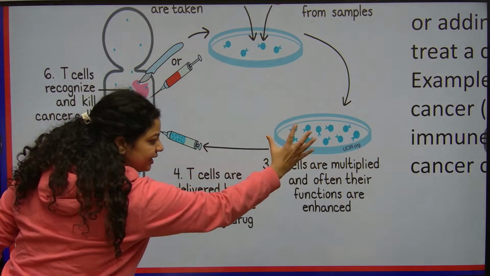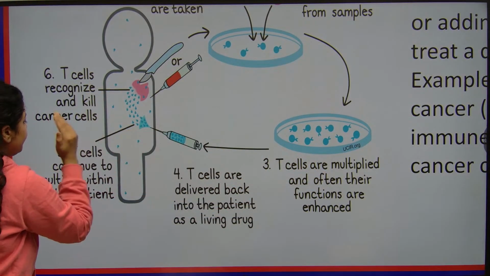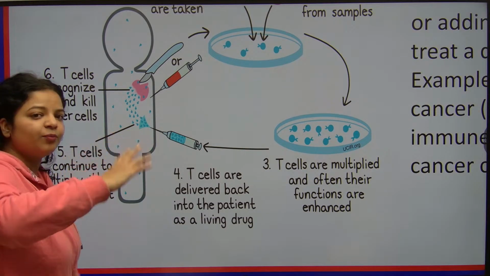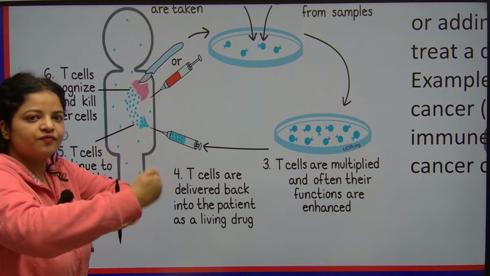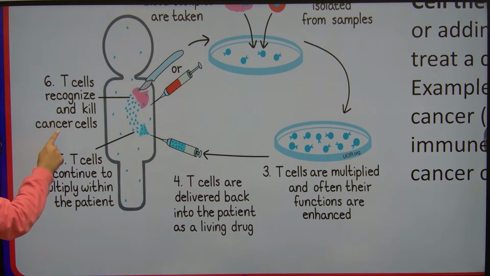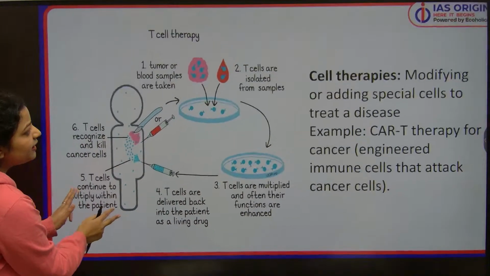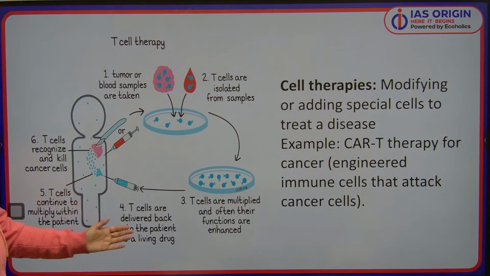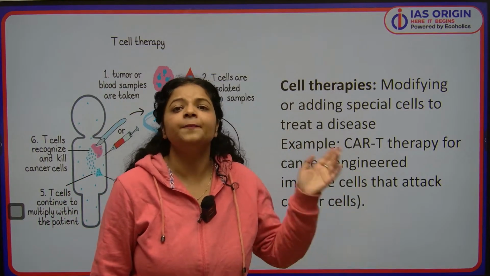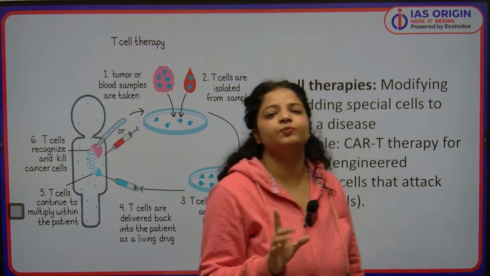Then after the enhanced version of the T cells has been inserted again into the patient's body, the T cells continue to multiply within the patient, and with natural functioning they keep multiplying in the body, and finally T cells recognize and kill the cancer cells. So this is the CAR-T technology we are using, and this is also a kind of gene therapy under precision biotherapeutics. Hope you have understood this part as well.